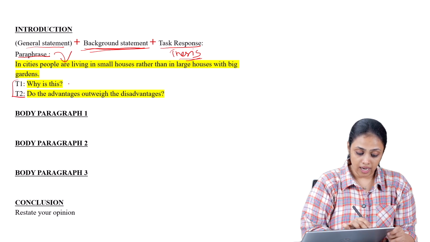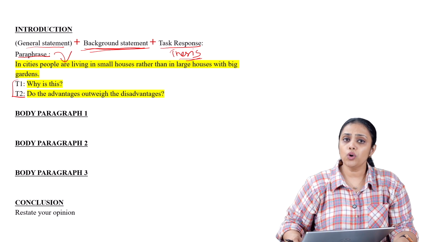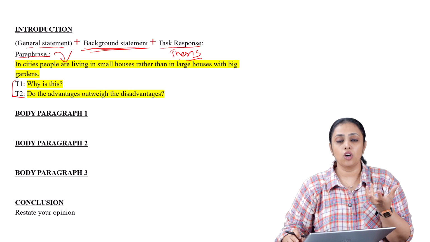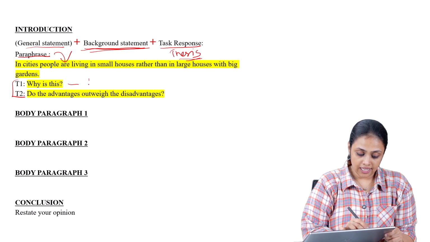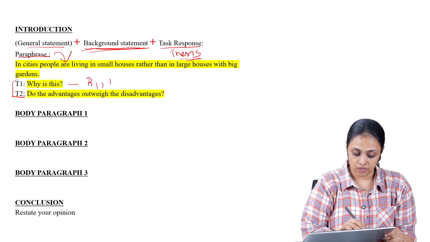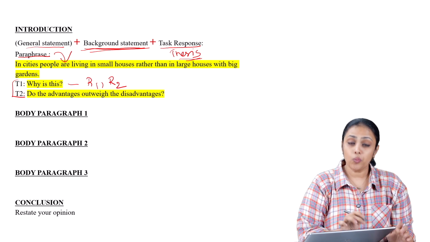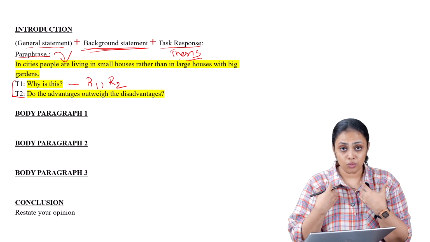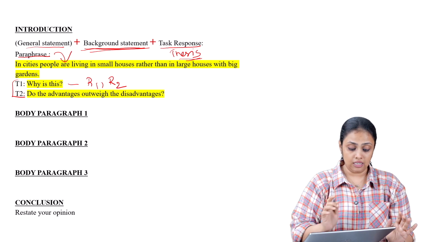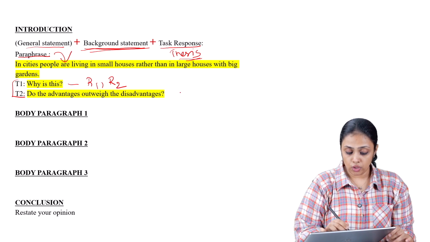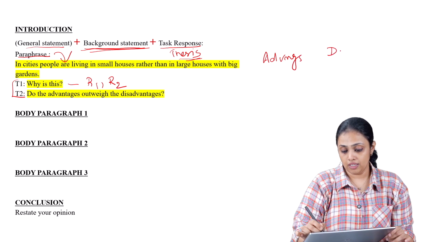The first one is we have to identify the reason why people tend to live in small houses. So what you have to do is brainstorm and find at least two different reasons why this is happening. So you would be identifying reason 1, reason 2. Then you have to decide whether this trend, in my perspective, is more advantageous or disadvantageous. For that also, you can list out the advantages and disadvantages.